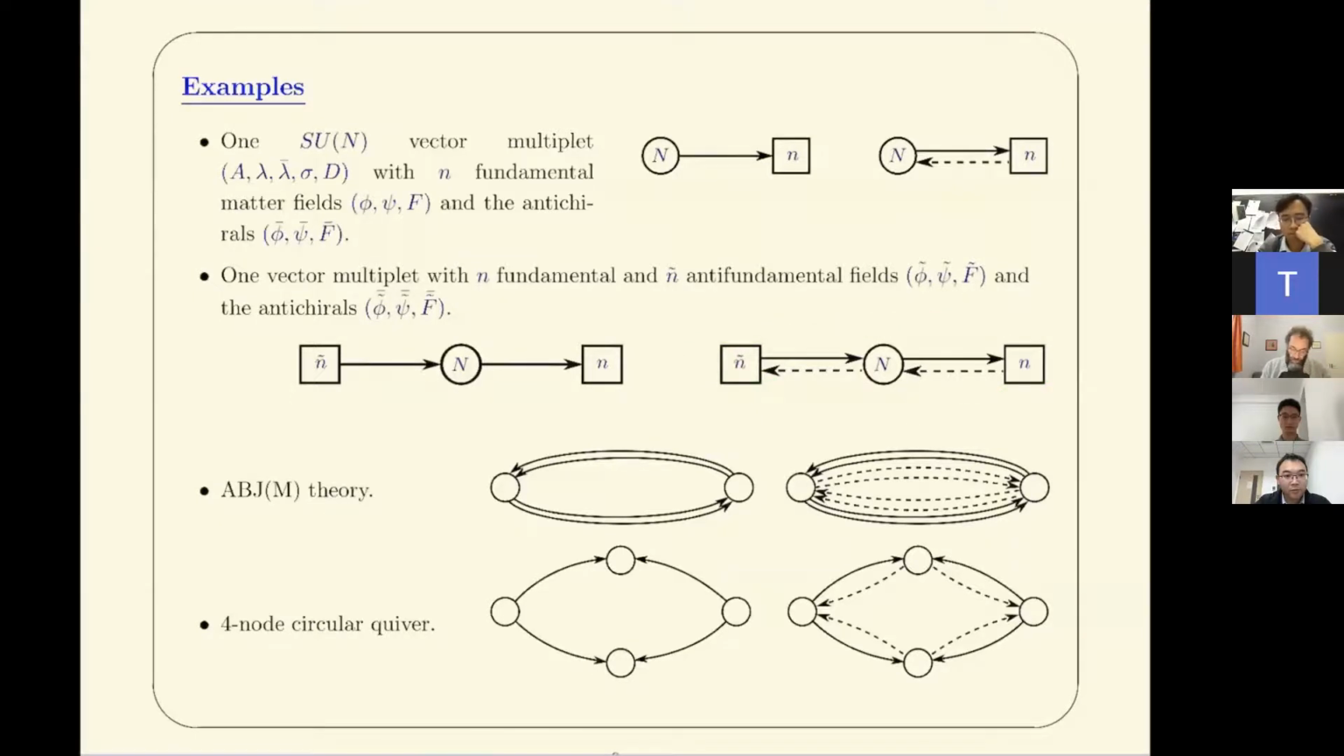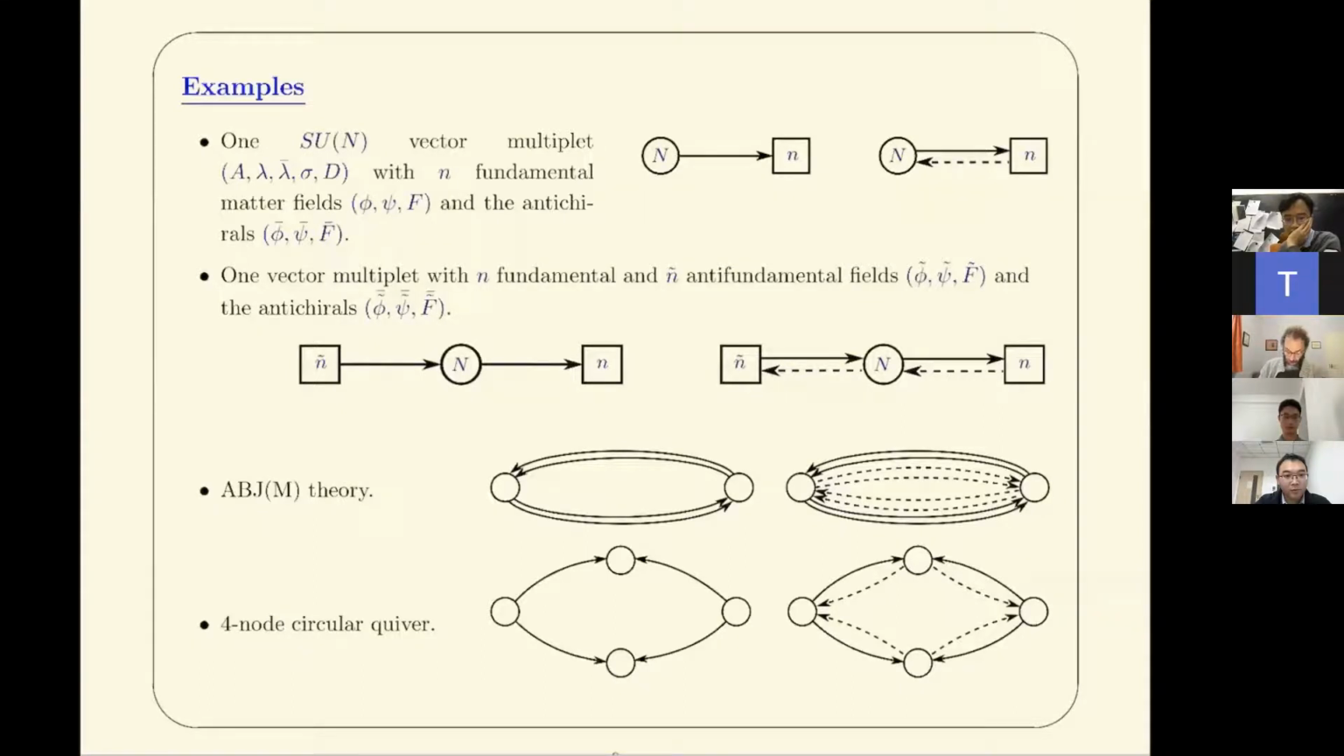For ABJM theory, I have this picture where I have two pairs of bifundamentals, a pair of bifundamentals, a pair of anti-bifundamentals. And in the doubled picture, it looks like this. If you want to write it in terms of N=4 language, you would pair one of these arrows and one of these arrows into hypermultiplets.